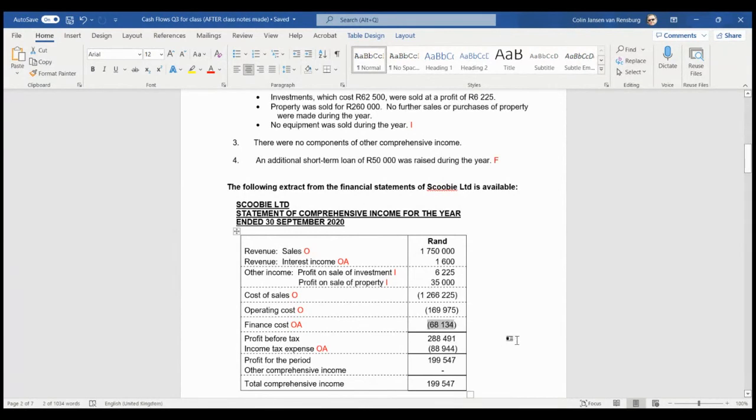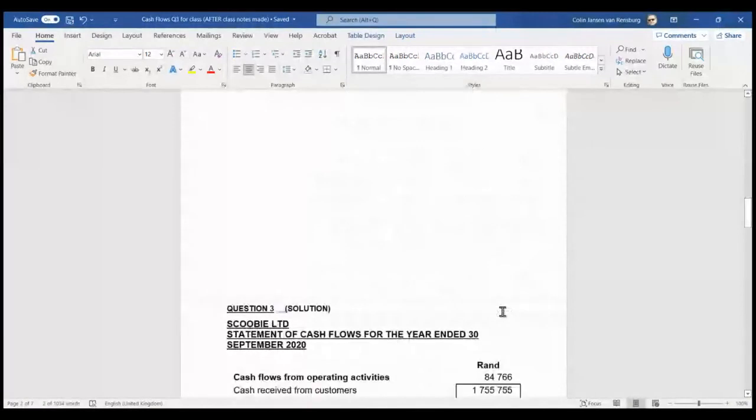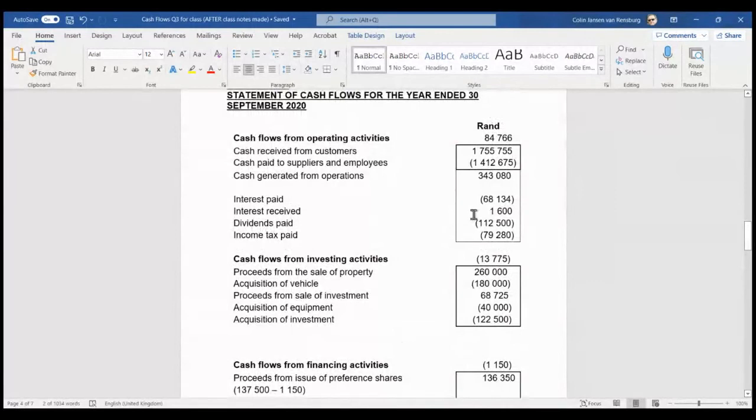So we can take that figure of 68,134 and transfer it over to our statement of cash flows. There, interest paid 68,134. And as we've said previously, the moment you write any figure in your statement of cash flows or any other statement for that matter, you've got to ask yourselves, in the case of a statement of cash flows, is that an inflow or outflow of cash?